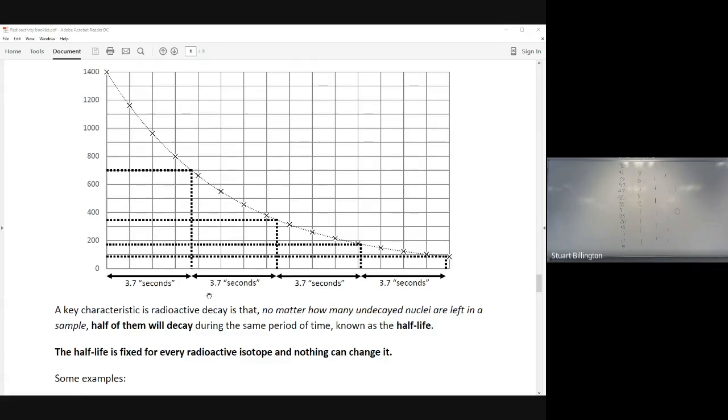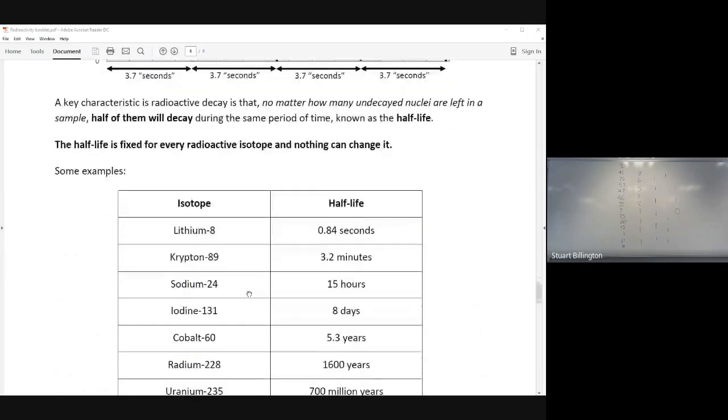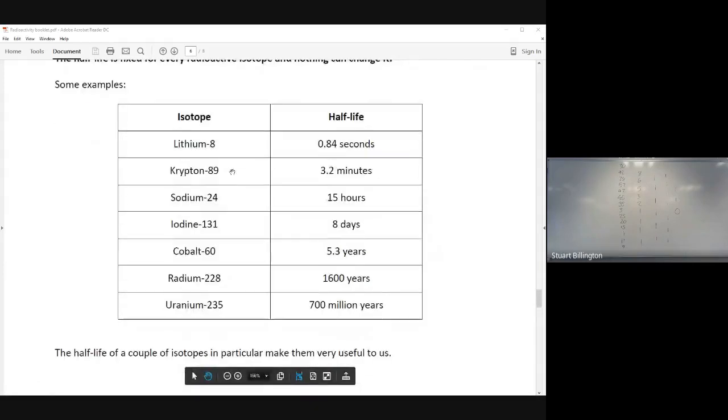Let's have a look at some examples to make it a bit more concrete. So here are some isotopes taken from the periodic table. You should recognize these names: lithium, krypton, sodium, iodine. These are all names of elements off the periodic table. And all of them have a stable isotope that isn't radioactive at all. But these isotopes in this table, these are not those. These are isotopes that are unstable. They're radioactive. They're going to decay. The question is, how quickly will they decay? How long will it take to decay?